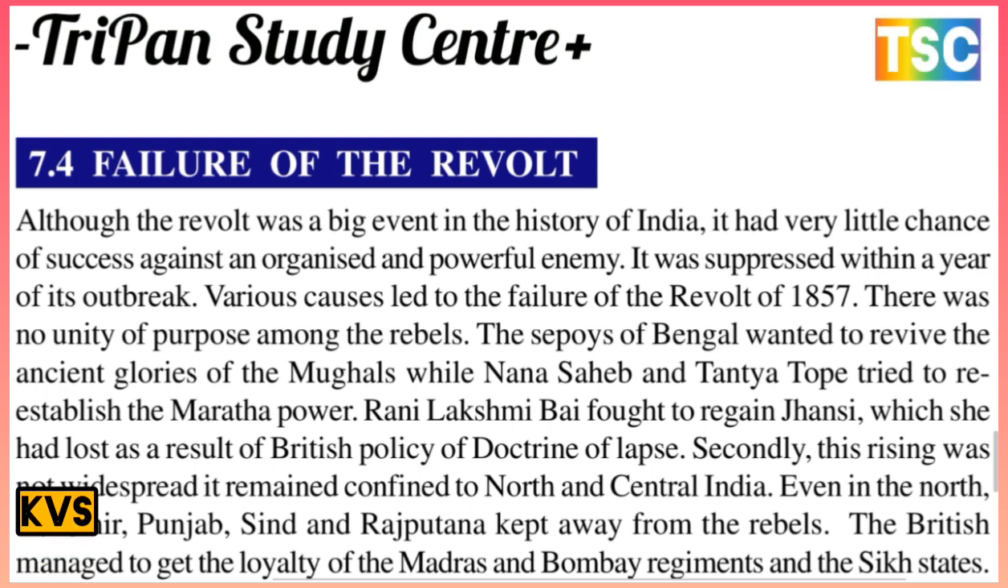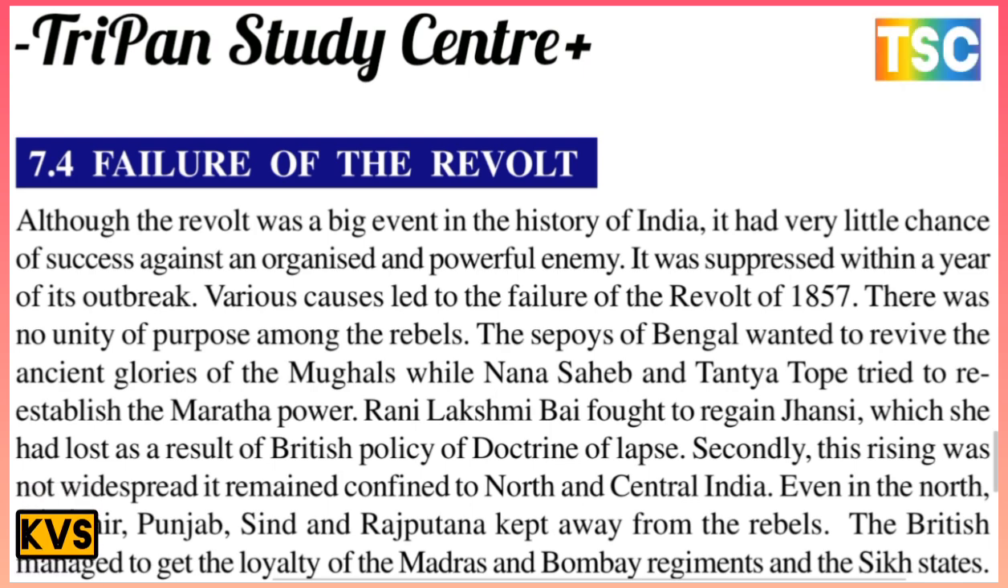There was no unity of purpose among the rebels. The Sepoys of Bengal wanted to revive the ancient glories of the Mughals, whereas Nana Sahib and Tatya Tope tried to re-establish Maratha power. Rani Lakshmi Bai fought for Jhansi, which she had lost as a result of the British policy of doctrine of lapse.